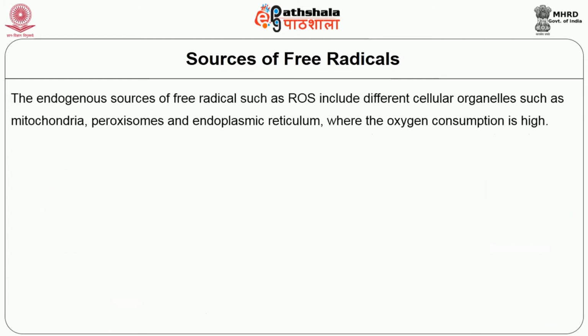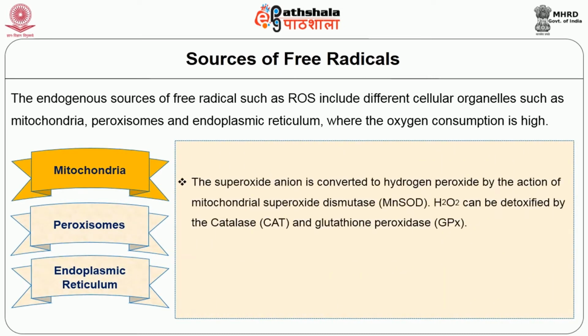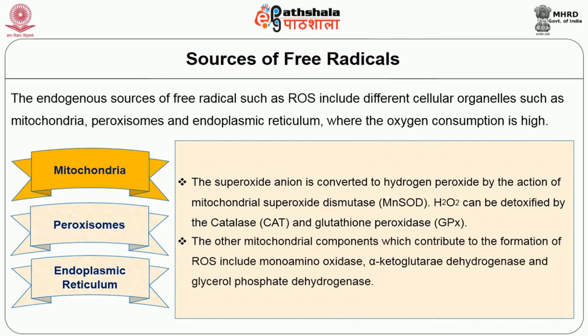The endogenous sources of free radicals such as reactive oxygen species include different cellular organelles such as mitochondria, peroxisome and endoplasmic reticulum, where the oxygen consumption is high. Coming to the mitochondria, the superoxide anion is converted to hydrogen peroxide by the action of mitochondrial superoxide dismutase. Hydrogen peroxide can be detoxified by the catalase and glutathione peroxidase.